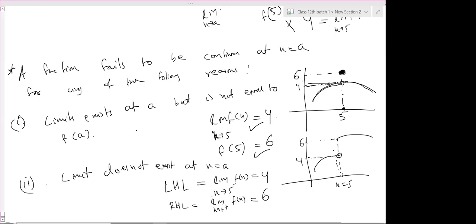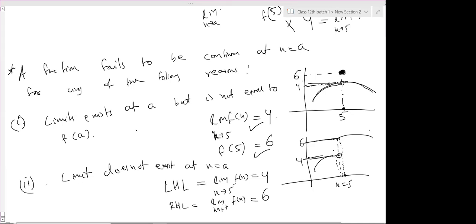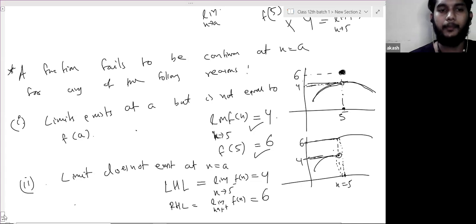So how is RHL 6? See, slightly more than 5. So if you move slightly more than 5 and find the value of y, then this value is 6, right? This is 5. If you go to the right side, then the graph is here at 6. If you move a little bit left, then the graph is here, it is 4. Yes, Krishna? Yes, sir. Clear. All right. Please note it down, everyone.